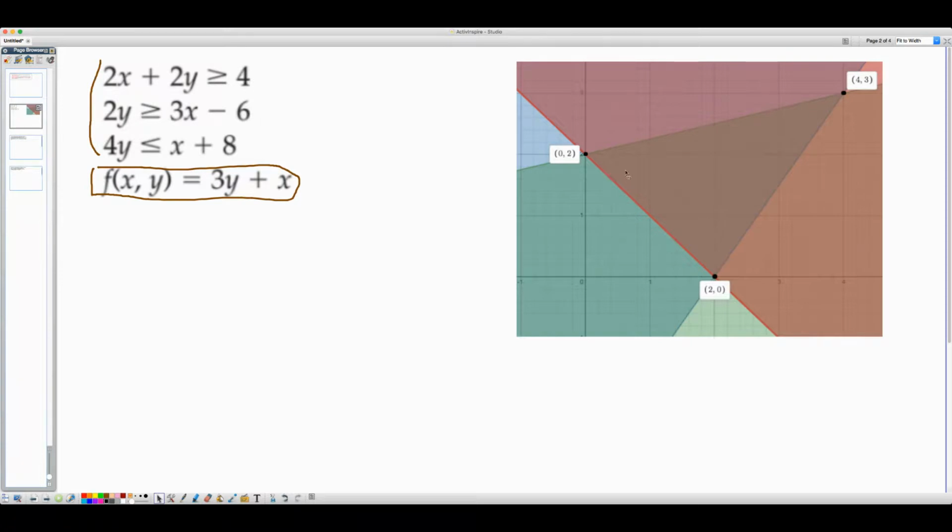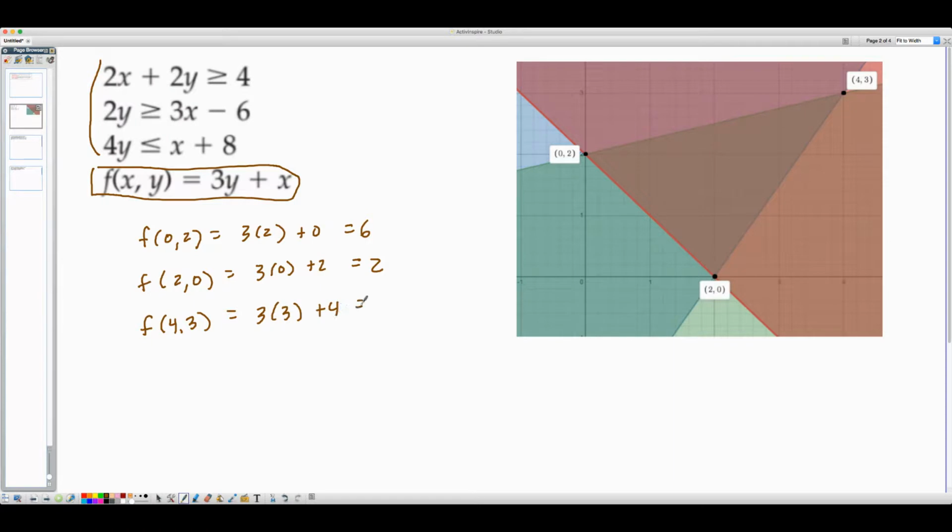And you take those and you could substitute them all into this optimization equation. We are only interested in the maximum and minimum, though, so it's going to be occurring at one of these 3 vertices. And when we do that, it looks like this. I'll take my first one. I have the point (0, 2), and I substitute that into the equation. You have 3 times 2 plus 0, and that's equal to 6. The second one, I'll substitute in (2, 0), and so I have 3 times 0 plus 2, and that's equal to 2. And then I have the point (4, 3). And when I substitute in 3 for y, plus 4 for the x, I get 13.